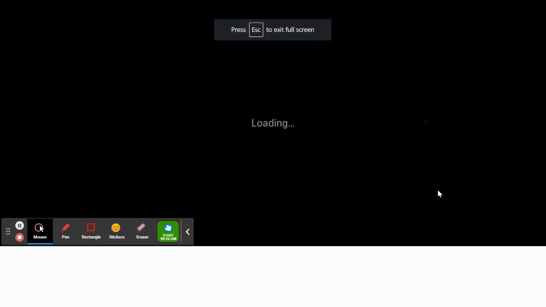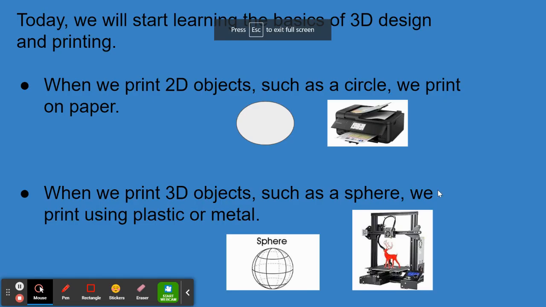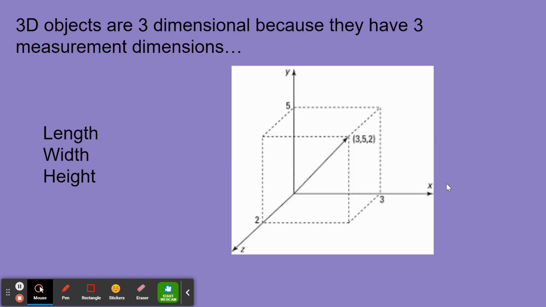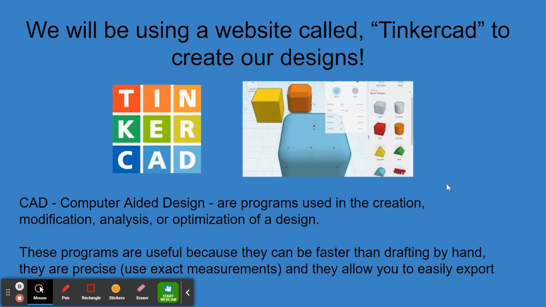So basically with 3D printing, when we print two-dimensional objects on paper, obviously we're just printing on paper. With 3D objects, we print them using things like plastic, metal, sometimes even human cells, where they're starting to be able to 3D print things like noses and different body parts. The reason that they're called 3D is they have 3 dimensions, a length, a width, and a height.